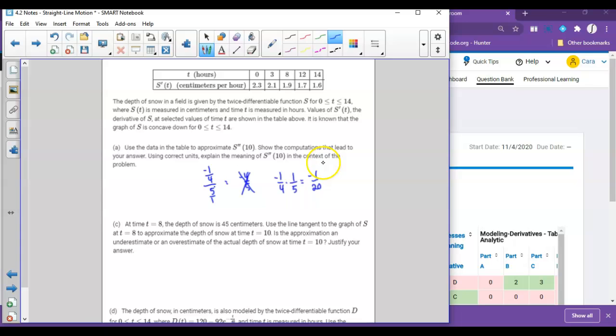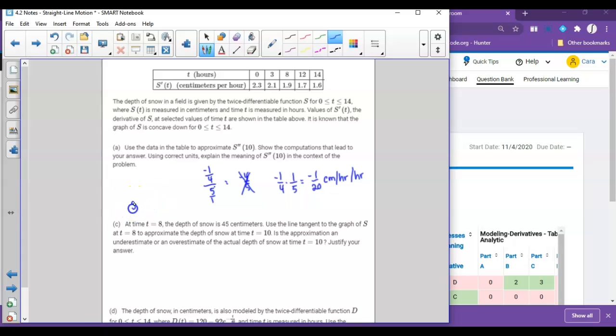And so units are important here. Since we're taking the derivative of the derivative, our units have to be centimeters per hour per hour. Most people got those units right. What I saw a lot of you missing was explaining this, and some of you did get this right. This is the derivative of the derivative. S prime is the rate at which the snowfall is changing, and S double prime is the rate of the rate.